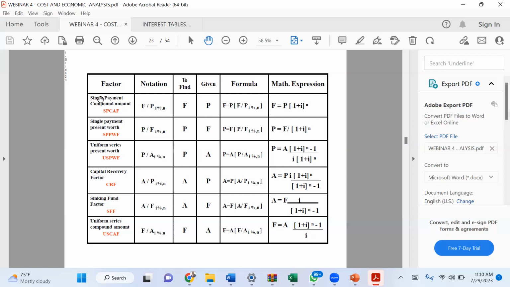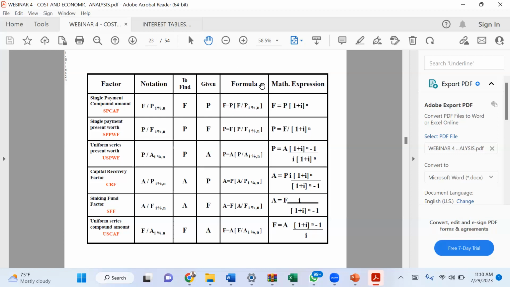Now, single payment compound amount is that I'm looking for F, to find F, given P. This is the formula using the interest table. This is the mathematical expression. Forget about this mathematical expression. We're in a new world. You can use Excel. You can't cram this, and you can't be solving this. But this one, you can master it. All you need to master is whatever is inside the bracket. Everything inside this parenthesis is in the table.